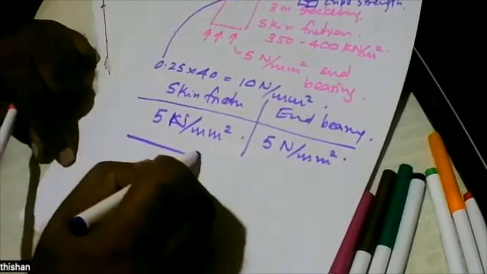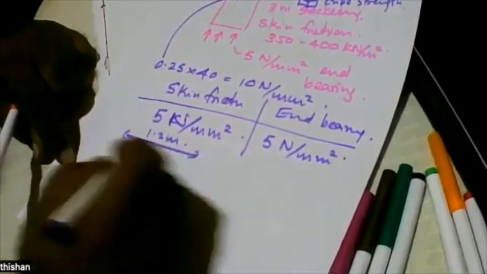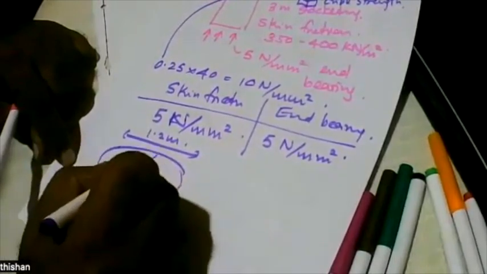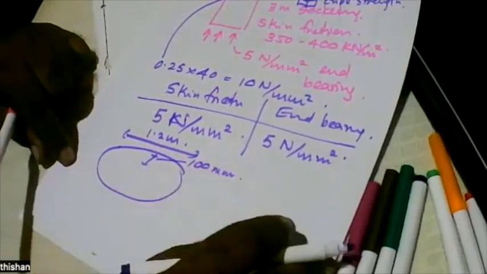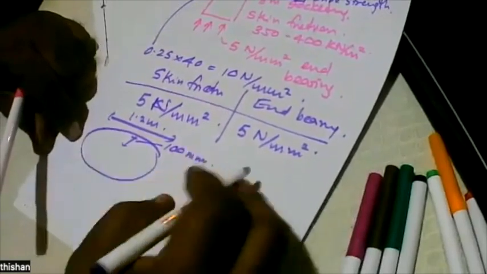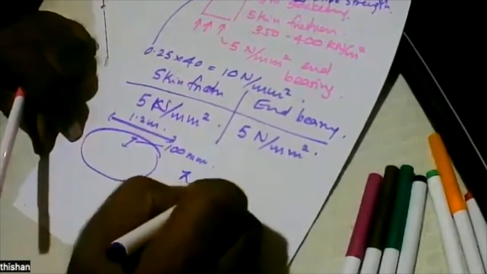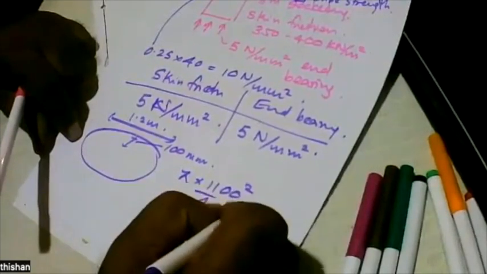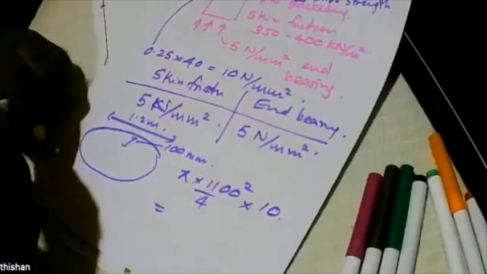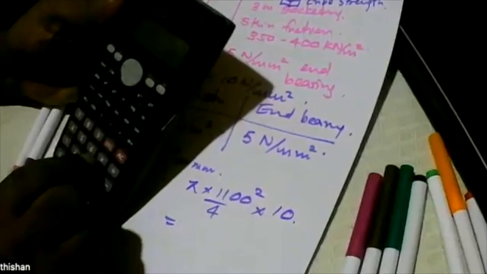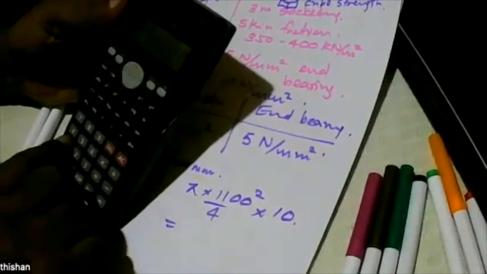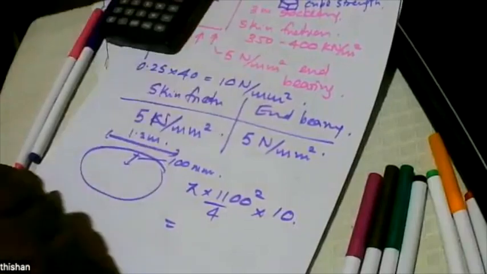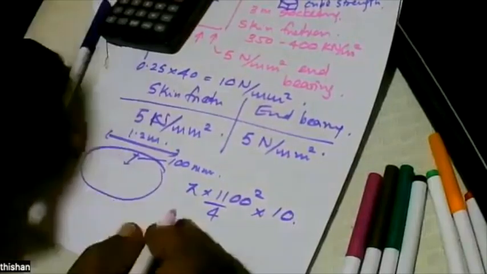So if you have 1.2 diameter piles, in Eurocode, when you are considering the area, it asks you to make some allowance. Let's say something like 100 millimeter reduction in the size of the pile. So we might get pi into 1100 square divided by 4 multiplied by 10 as the shaft capacity, and the shaft capacity will be 3.14 into 1100 square divided by 4 multiplied by 10.